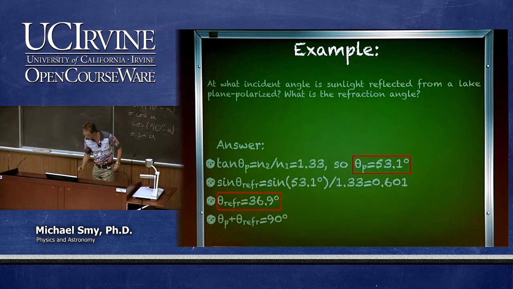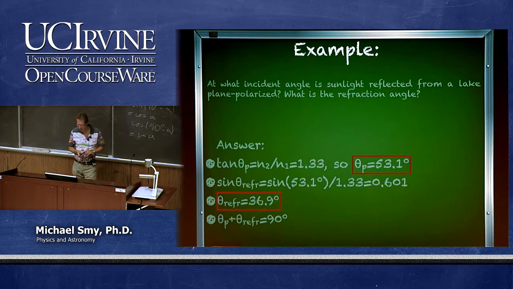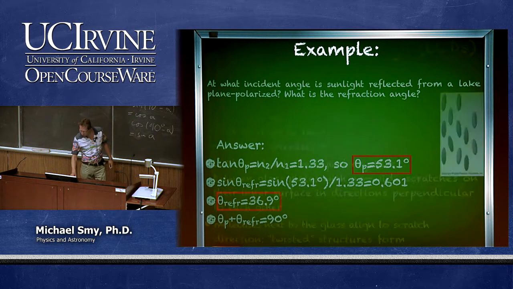So if we calculate an example, what is the polarizing angle for the case of air and water? We find that it's 53.1 degrees from the two indices of refraction, 1 and 1.33. And if we then find the refracted angle from Snell's law, we find that it's 36.9 degrees, and indeed both angles add up to 90 degrees.